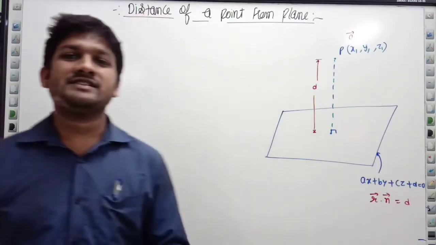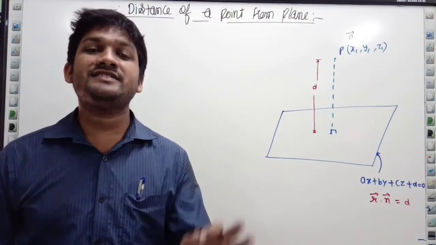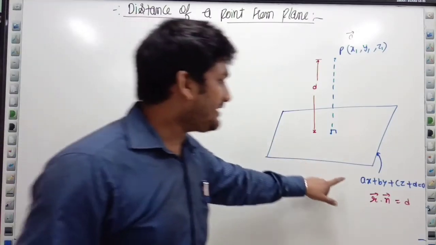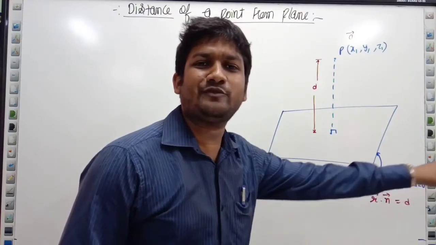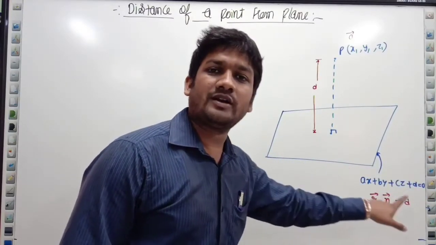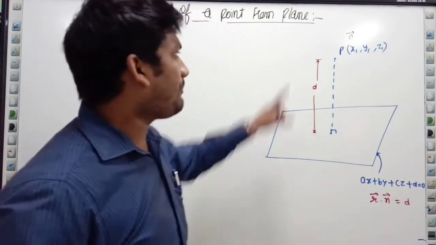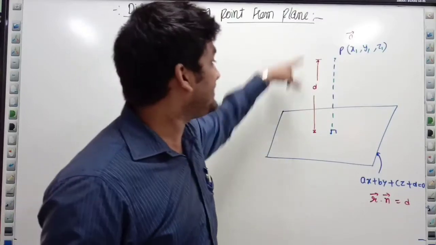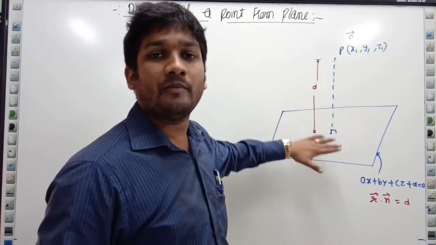In today's class, we are going to discuss the distance of a point from a plane. We have a plane ax plus by plus cz plus d equal to 0. It is the Cartesian form, and the vector form is r dot n vector equal to d. A point is there, x1, y1, z1. We are interested in finding the distance of the point from the plane.